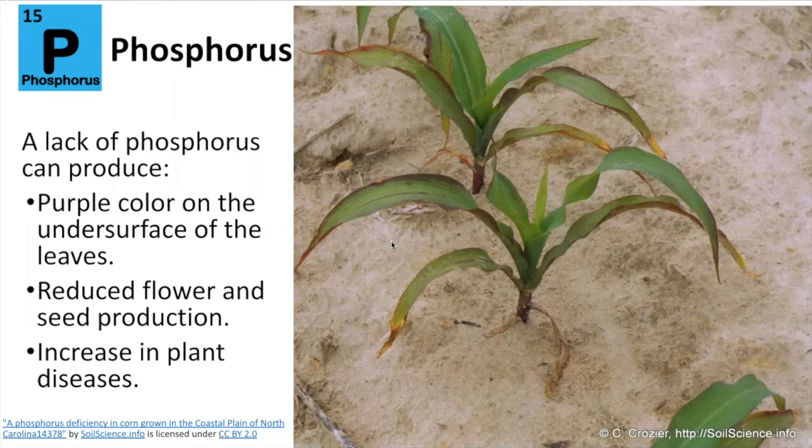If you get too much nitrogen on your garden, the fruit is going to turn soft. You're going to have soft tomatoes, soft.